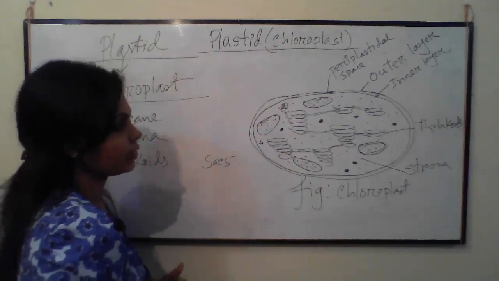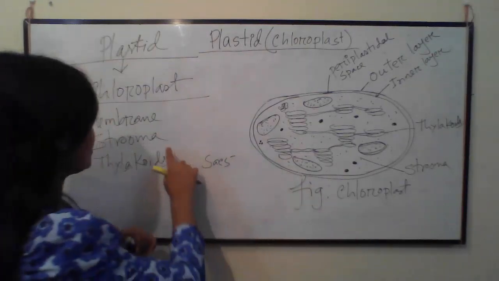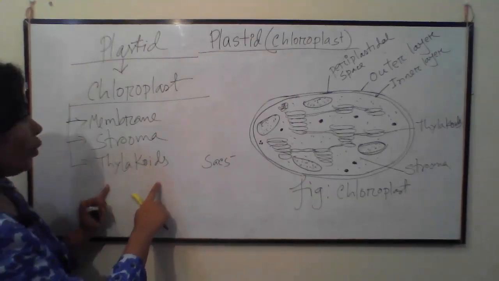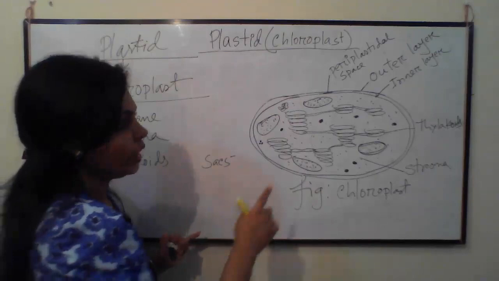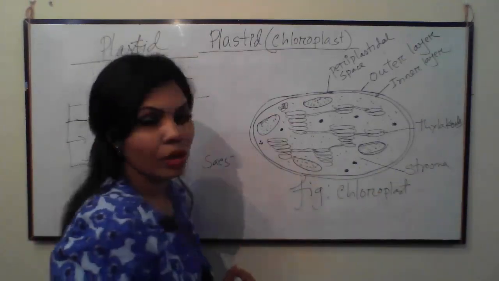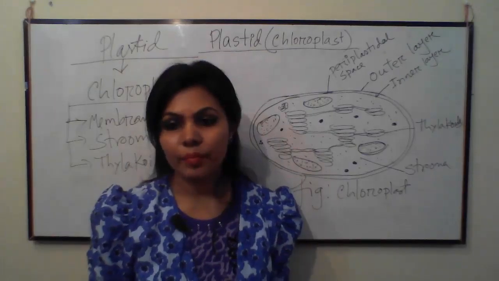And then, so what do I have? Membrane, stroma, thylakoid. Another thing I forgot to tell you: the stroma is sometimes called matrix.